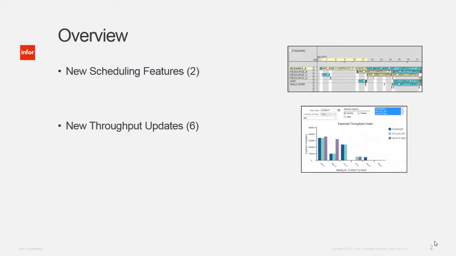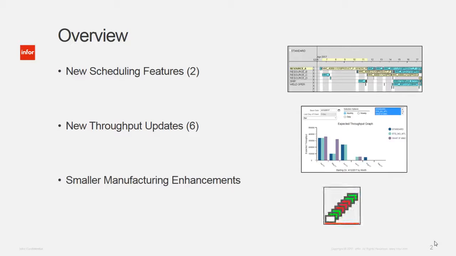As an overview, we will begin by reviewing two new features for scheduling, followed by multiple updates for throughput, and finish with smaller manufacturing additions.